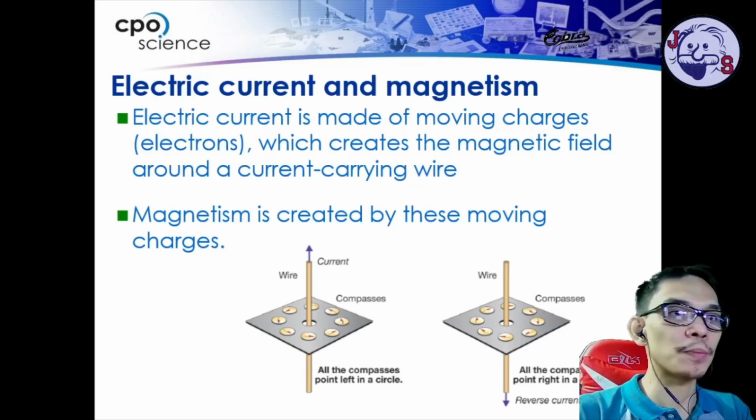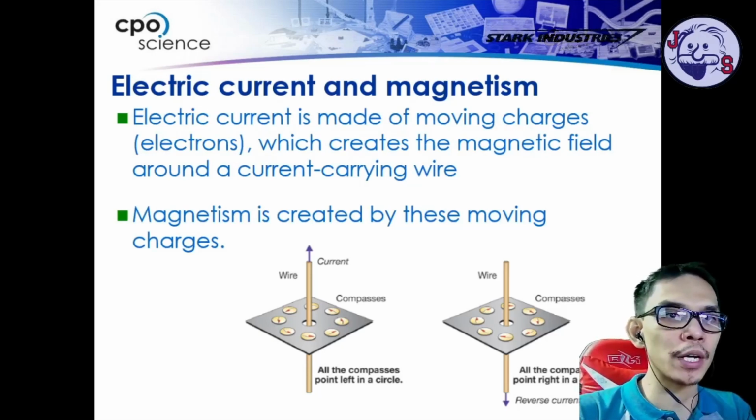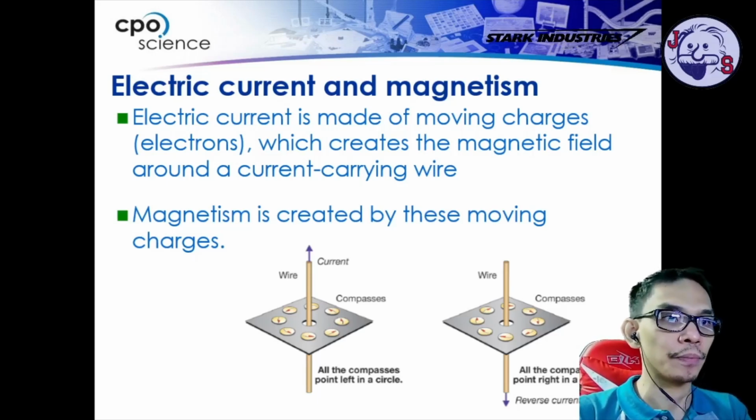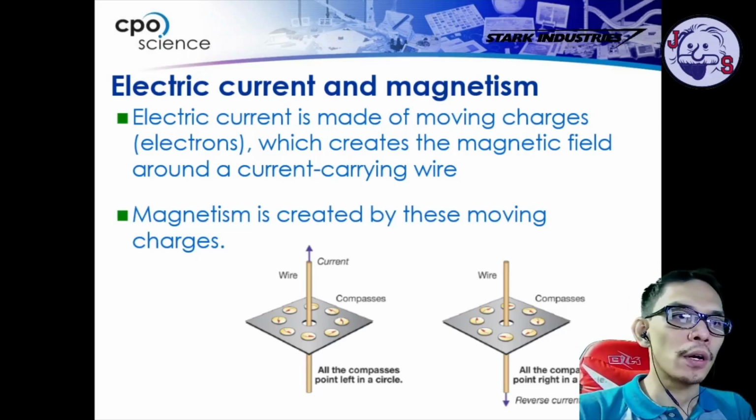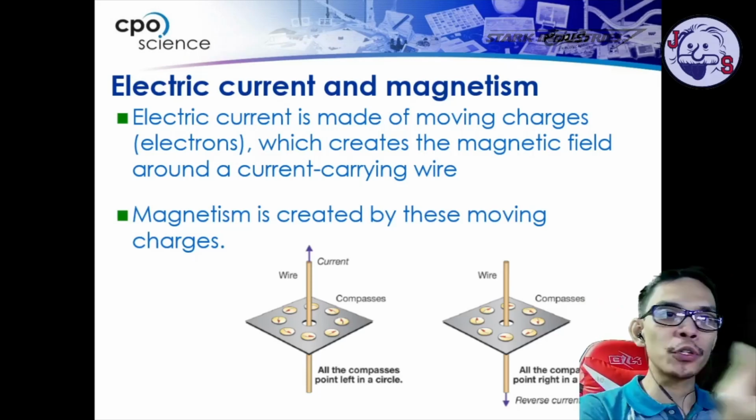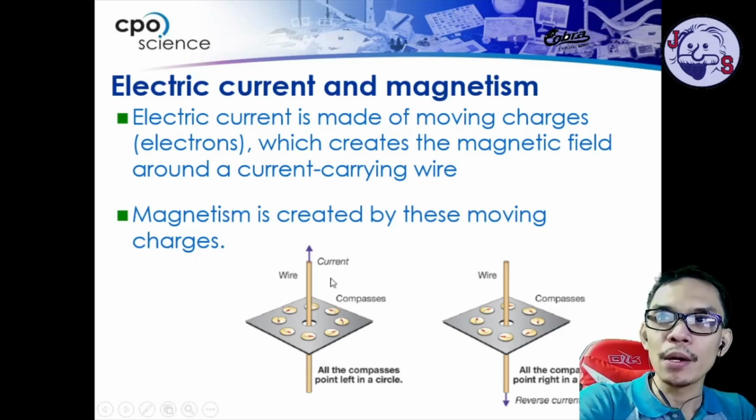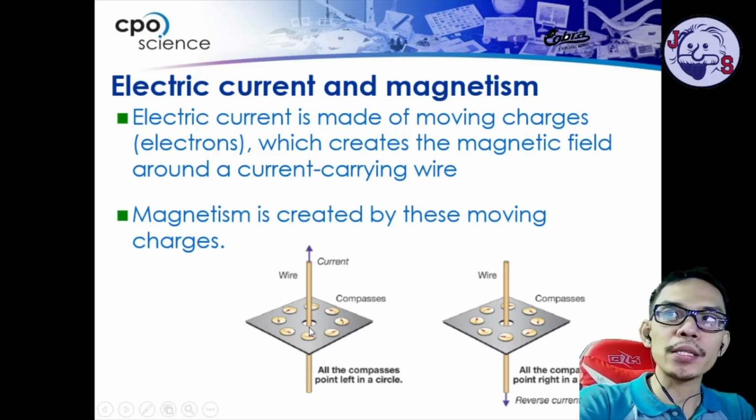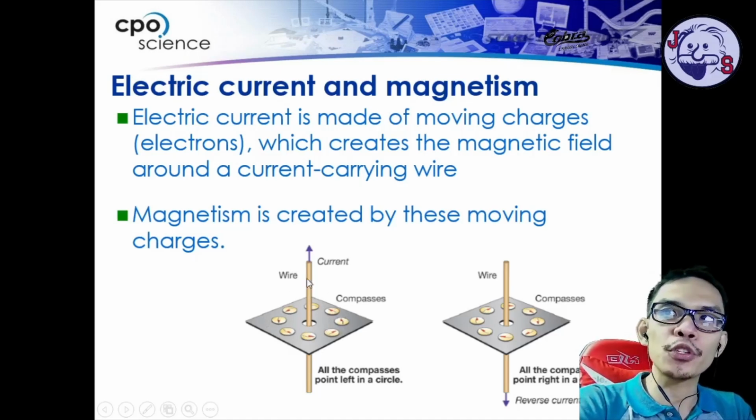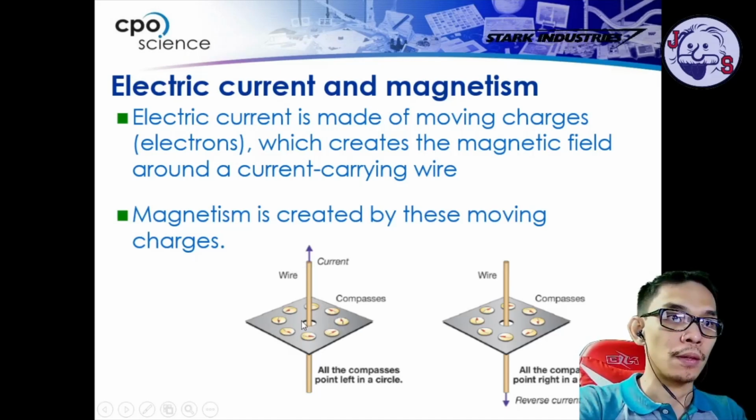Moving charges creates magnetism. So what is this moving charges that he is talking about? This moving charges is the current. As long as there is a current on your wire, the wire itself will produce its own magnetic field. That is why this compass that you have around this wire is responding to that magnetic field that is produced by the current inside.